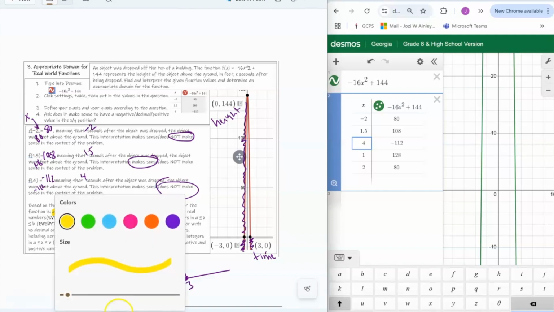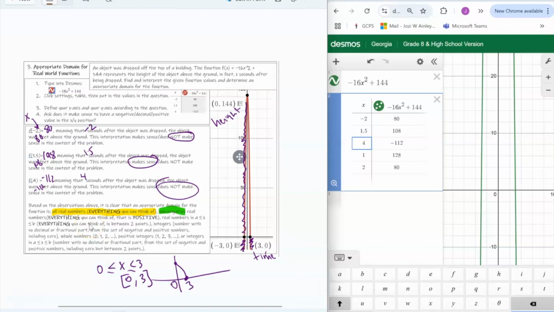Then you go on to your next definition. Can it be non-negative real numbers? That means everything you can think of that's positive. So let's think about it. Can I be everything on this side? No. Why? Because after 3, what happens here? I have negative height. So no, I cannot have that either.